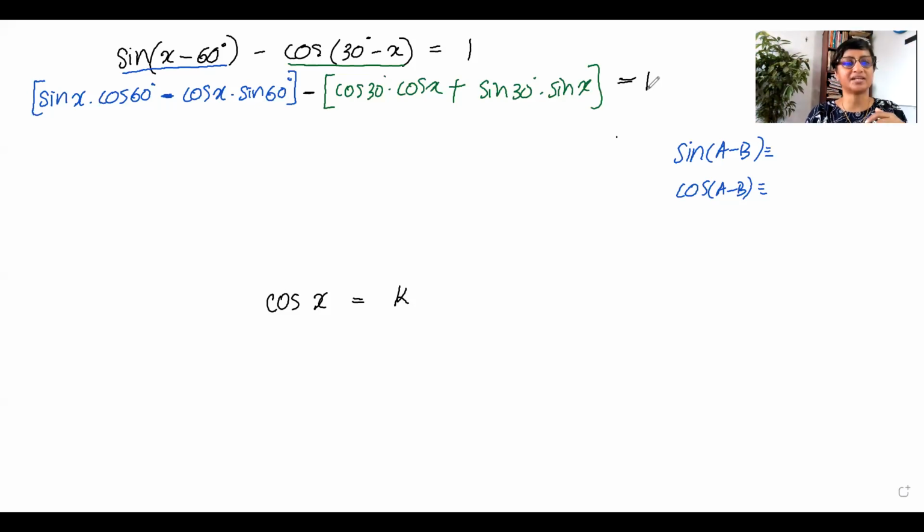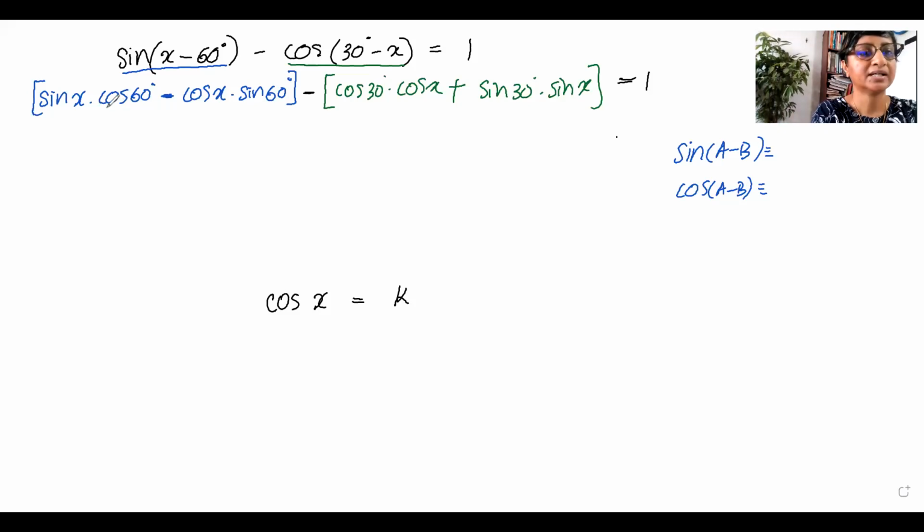Now what I have here is only one angle, x, the unknown one. I have a 60 angle and a 30 angle, and those I can actually write the value for. I know what cos 60 is. I know what sine 60 is. I know what cos 30 and sine 30 are. So I can just put those values. That's what I'm going to do next.